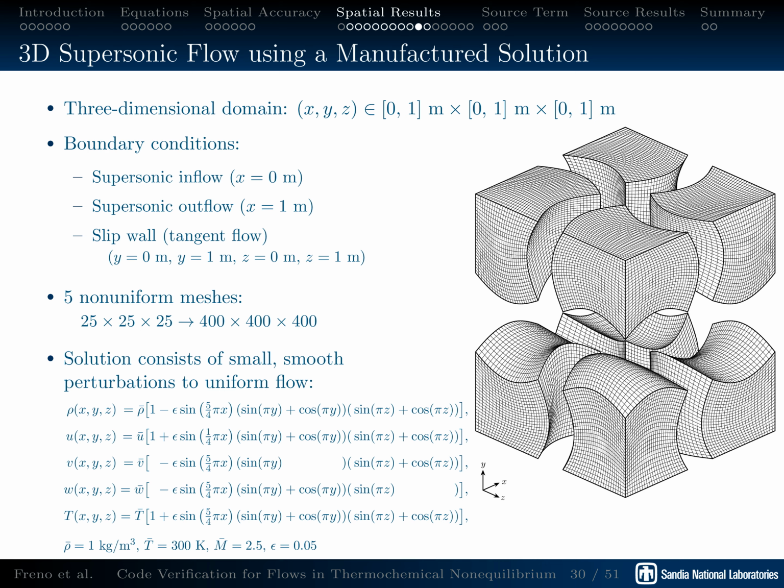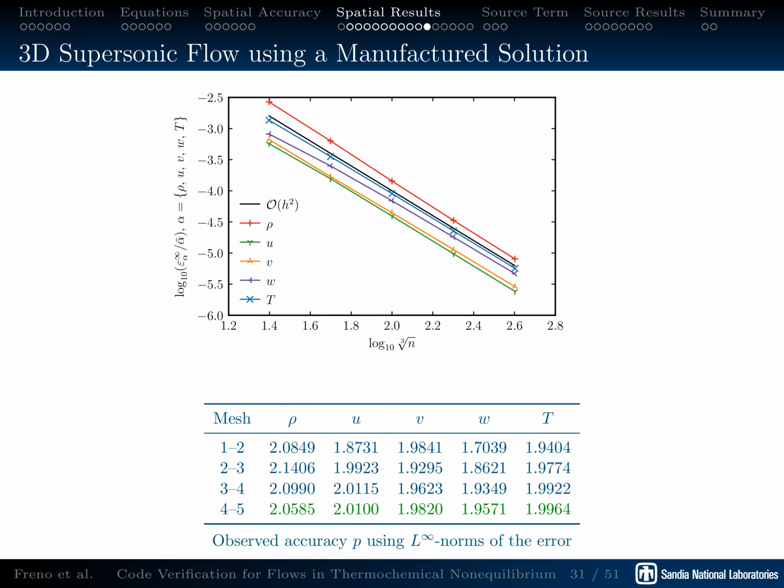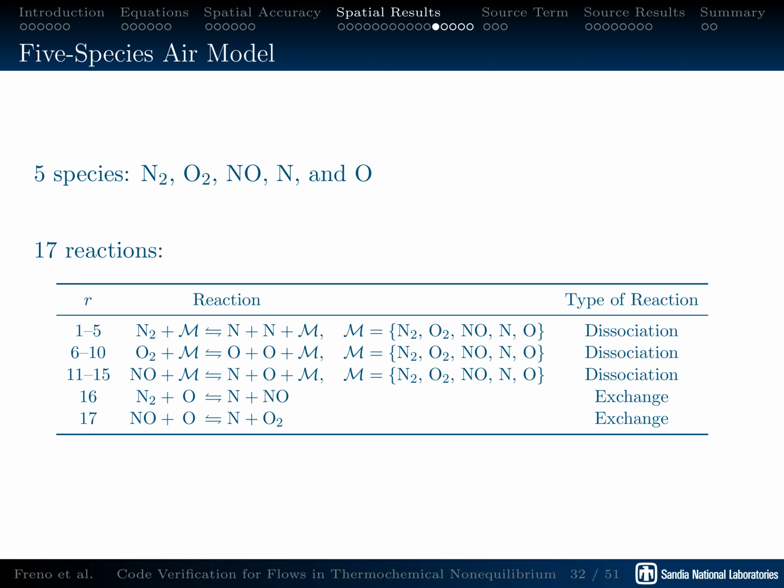Now we consider a 3-dimensional domain and 5 non-uniform meshes with manufactured solutions that are again sinusoidal perturbations to a uniform flow. Once again, we have second order accuracy. The previous results were for a single species flow. Now we switch to a 5-species flow consisting of N2, O2, NO, N, and O. These species can undergo 17 reactions involving dissociation and exchange.